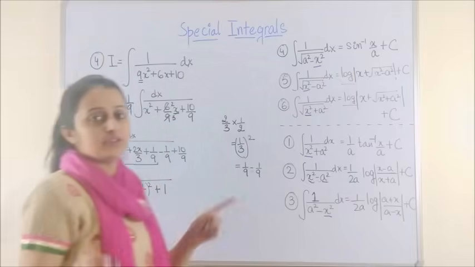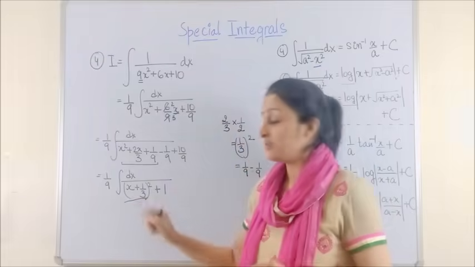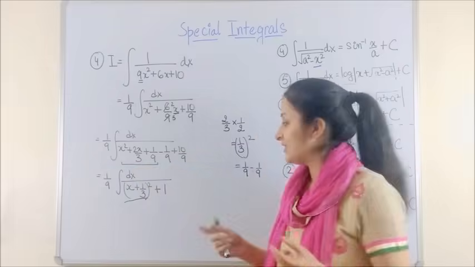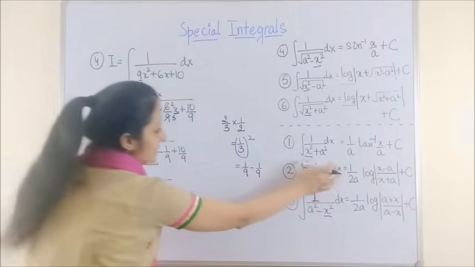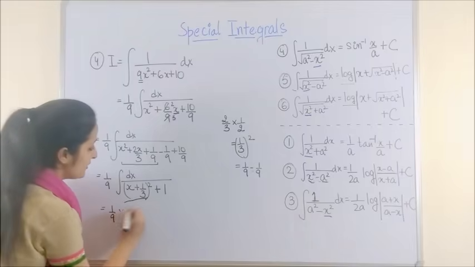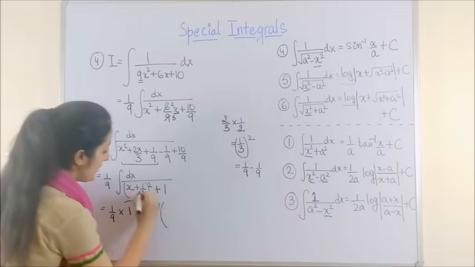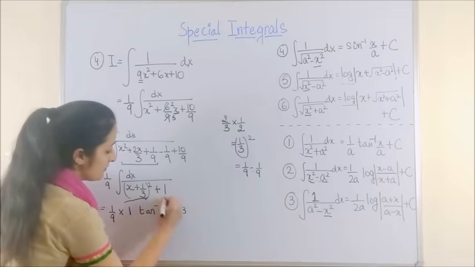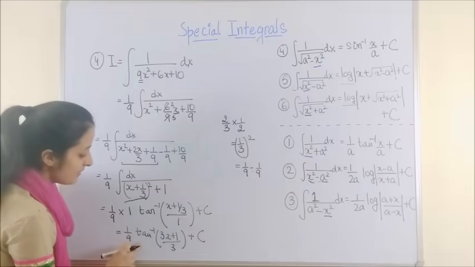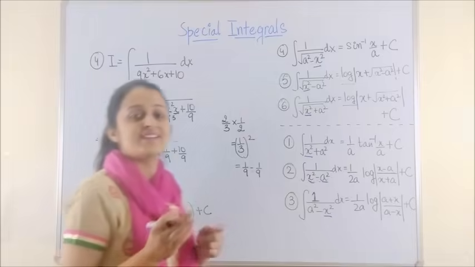So now it's simple. This is a linear function with coefficient of x as 1 and numerator was anyway 1. So now applying the relevant formula, we get 1 by a, which is simply 1 this time, tan inverse of x by a plus c. On simplifying, we get 1 by 9 tan inverse of 3x plus 1 by 3 plus c.